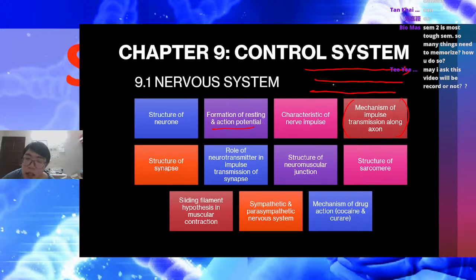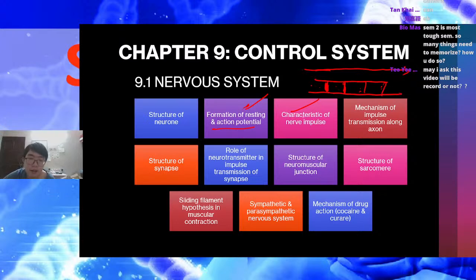Because yang ni awak tahu satu bahagian je. But nerve impulse ni dia ada banyak bahagian, bukan satu bahagian je. So you have to know macam mana nerve impulse boleh transfer dari sini ke sini. Semua bahagian ada relationship punya. Macam mana resting potential and action potential boleh menyebabkan nerve impulse flow dari sini ke sini. So if you don't know this topic and this topic, awak memang tak tahu ni punya. Kerana mereka adik. So be careful lah. Jadi be careful dulu lah. Saya cakap baik-baik dulu lah.